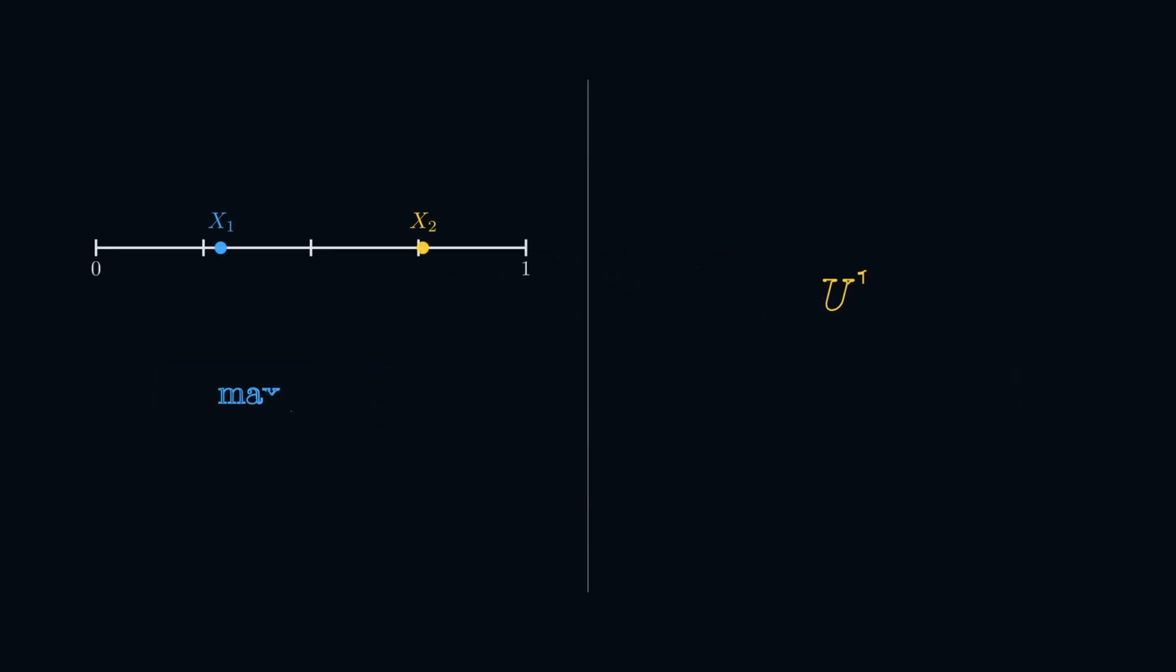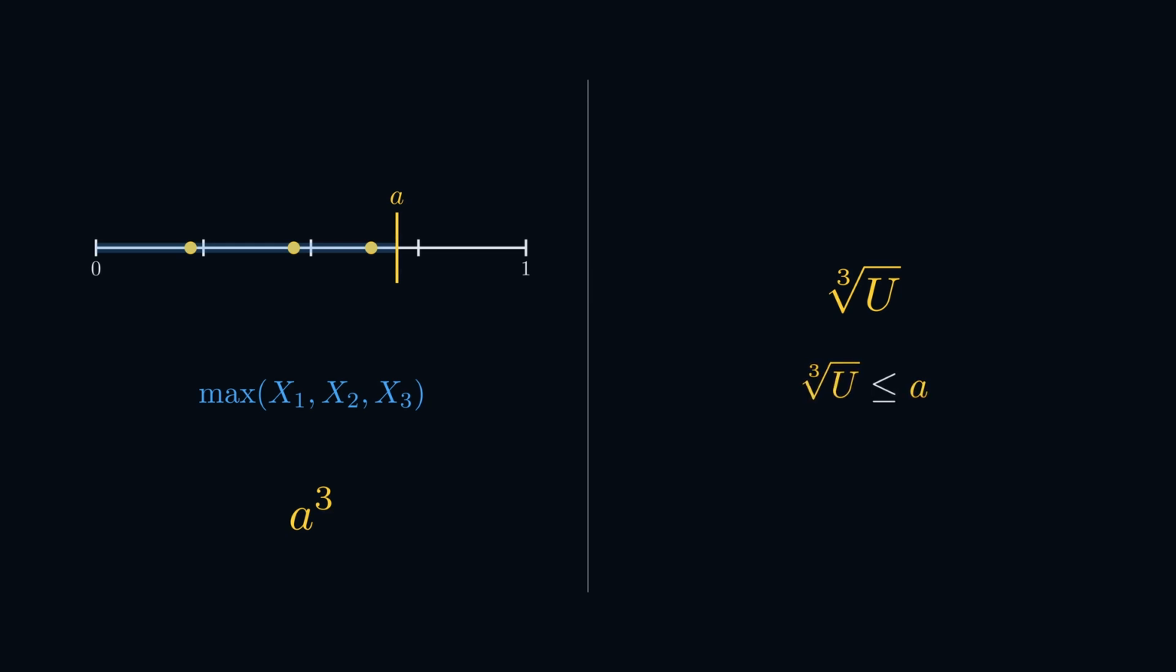So this wasn't really a coincidence involving the number 2. There's a much more general pattern hiding here. Suppose instead of picking two random numbers, we pick 3. For the maximum to stay below a, all three numbers have to be below it. Each number has probability a of landing below the threshold, so with 3 independent numbers, the probability that all of them do is a cubed. Now take one uniform random number and take its cube root. For its cube root to be below a, the original number has to be below a cubed. So again, the probability is a cubed. So the maximum of 3 random numbers has the same distribution as the cube root of 1.